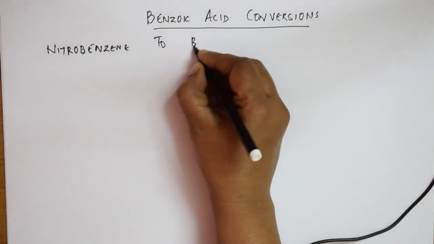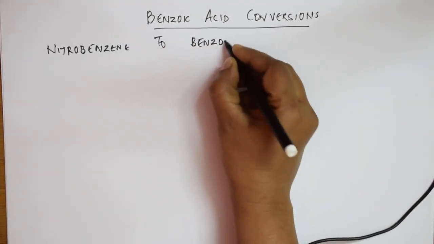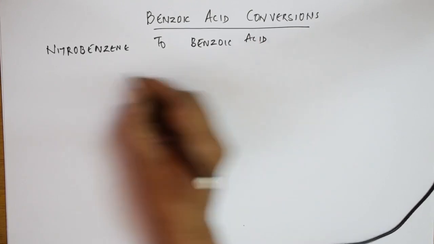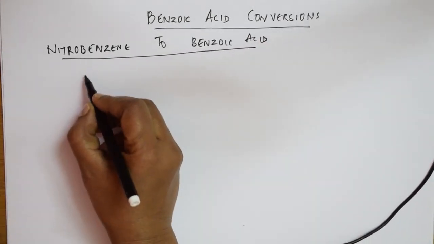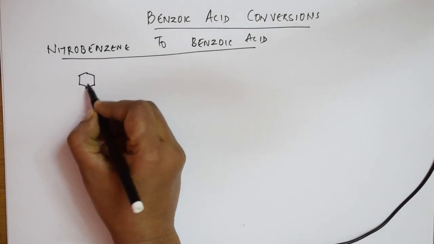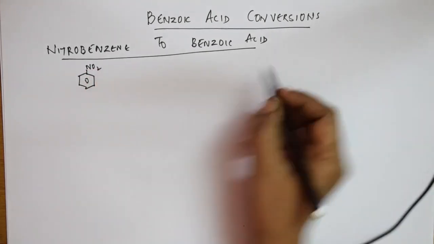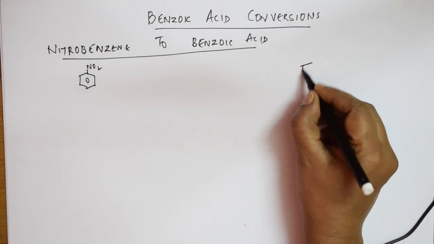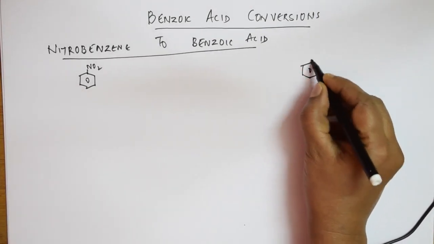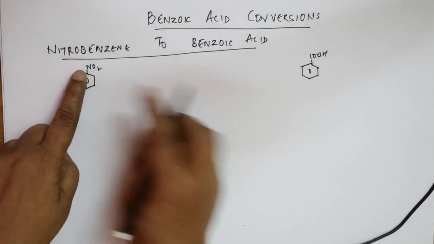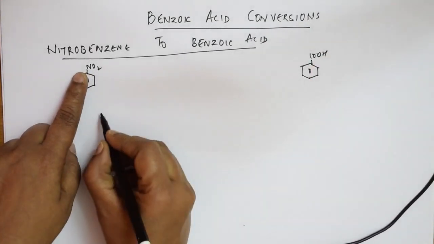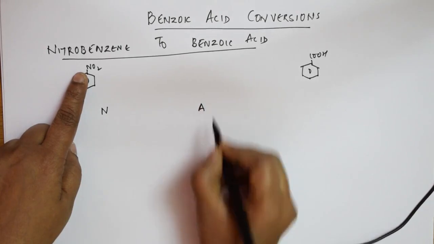Nitrobenzene to benzoic acid. Let me see. For this, I'll give you a small trick on how to remember. Basically, nitrobenzene is given, right? That is nothing but your benzene with NO2. What should I convert it to? I have to convert this into benzoic acid, that is benzene ring with COOH. So when you have this combination, just remember: nitro and acid are here. So N and acid, both are here.